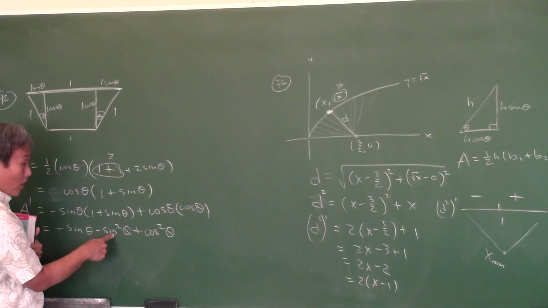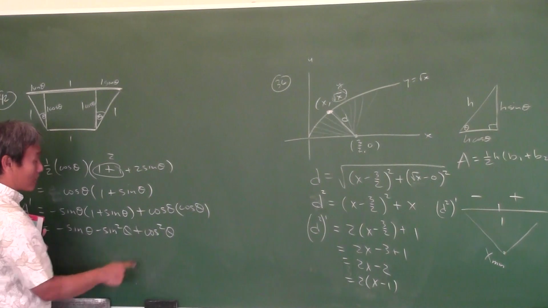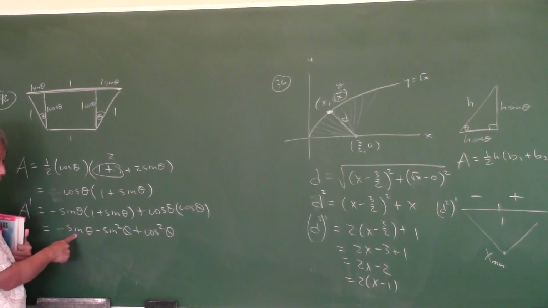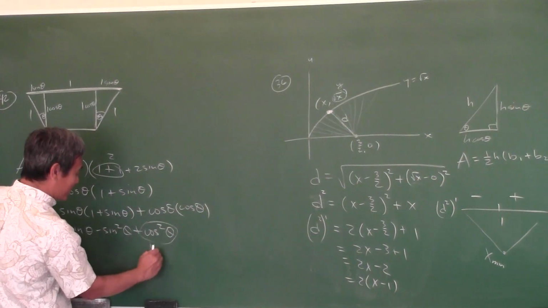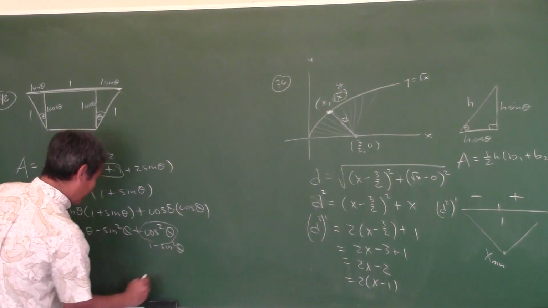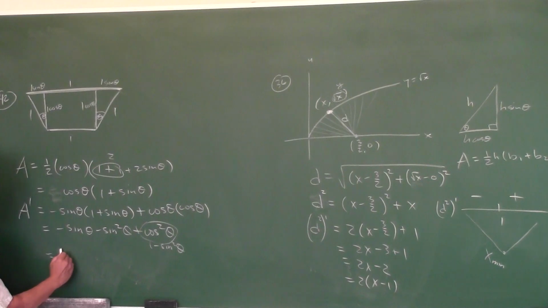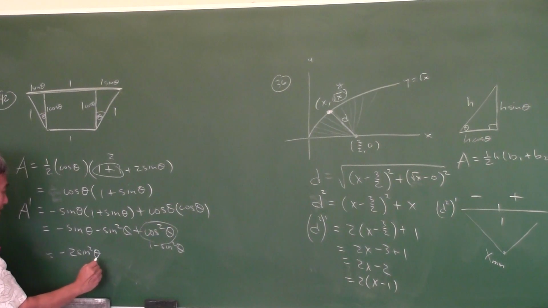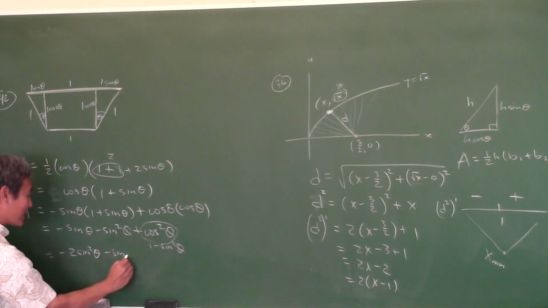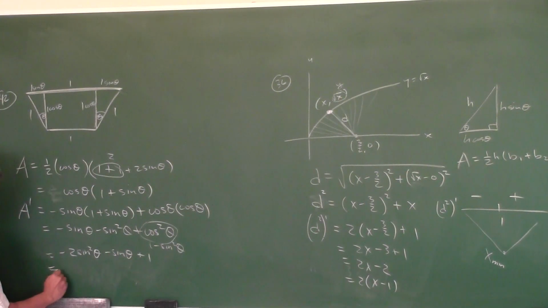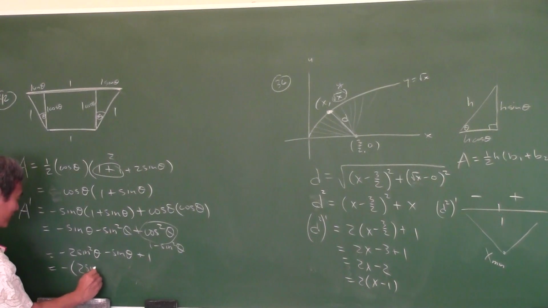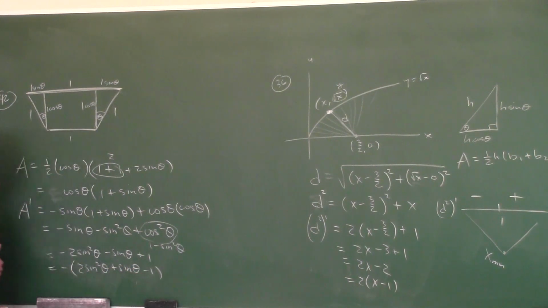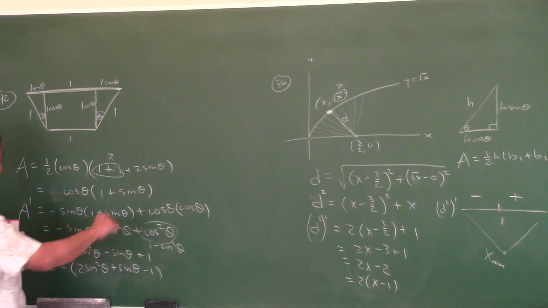Either change this to 1 minus cosine squared or change that to 1 minus sine squared. Since this is a sine already, you want to make everything sine, so change this to 1 minus sine squared. Okay, so what do we got? We got negative 2 sine squared theta minus sine theta plus 1. Factor out the negative sign. I don't like my first term being negative. And does this factor? You bet your sweet bippy it factors.